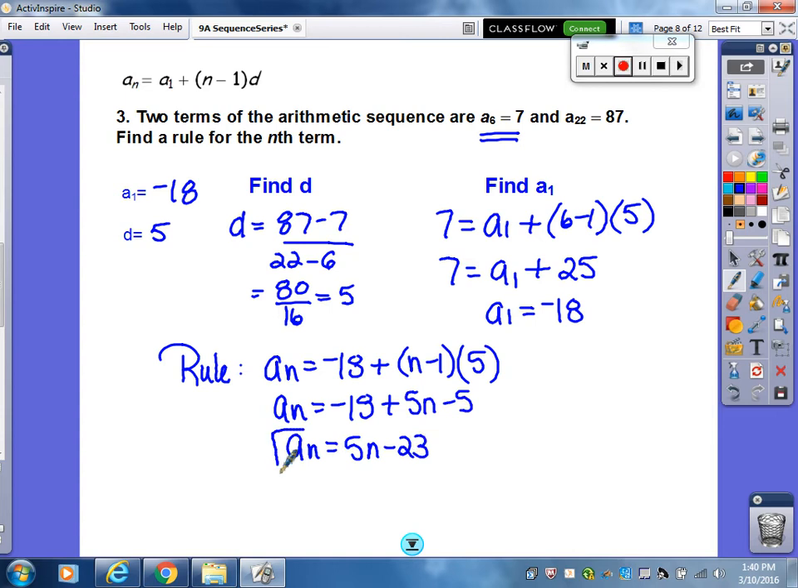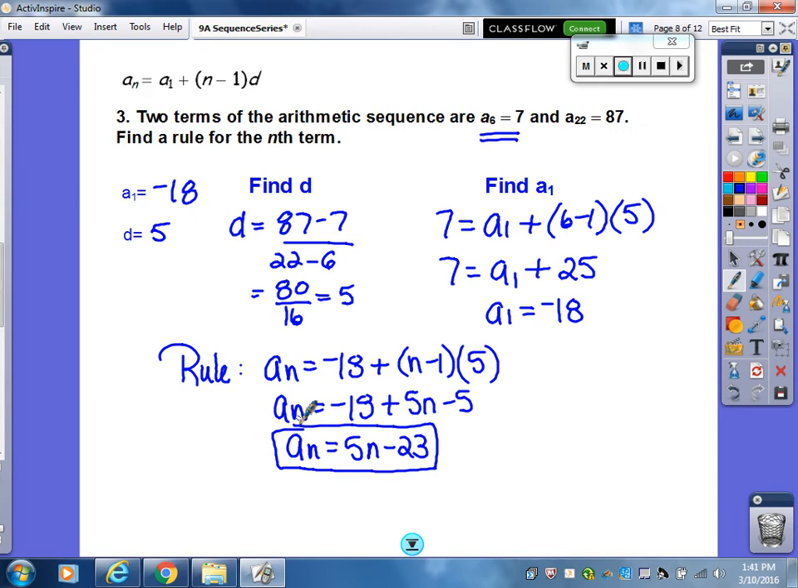So there's my rule. Finally answered my question. Okay, so that's finding the rule of a sequence.